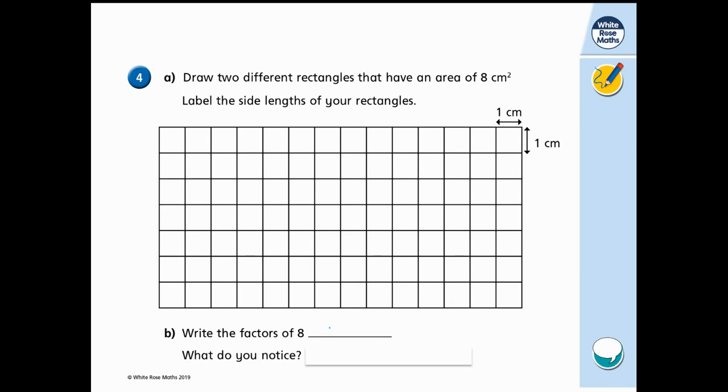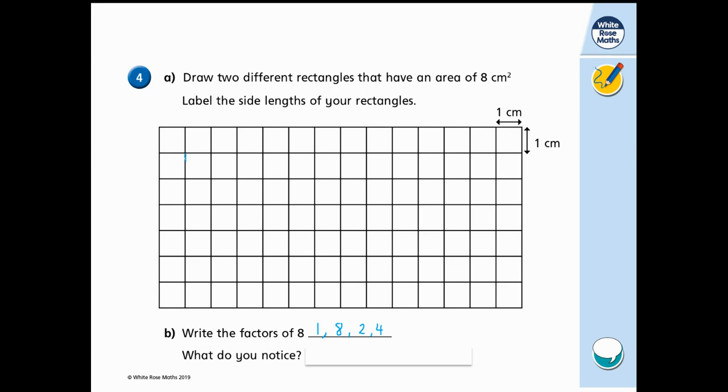Okay, so hopefully you've had a go at this. I'm going to start here with the factors of 8. The factors of 8 are the numbers that times together to make 8. So I could do 1 times 8 makes 8, and I've got 2 times 4 makes 8. They're the factors. Okay.